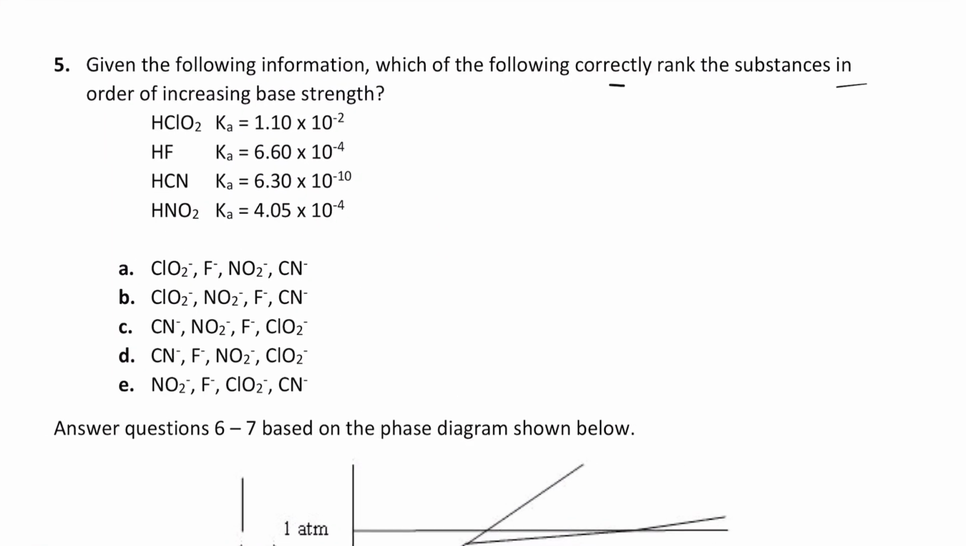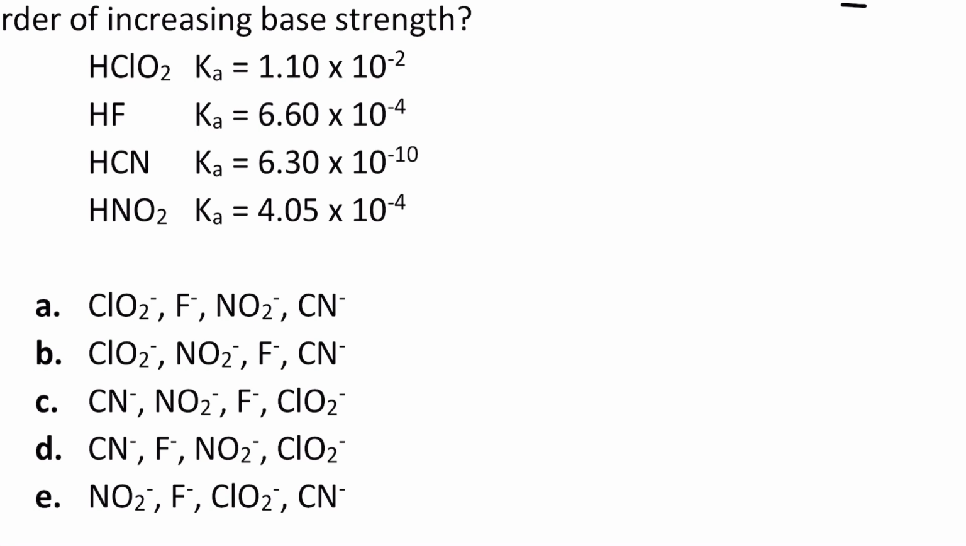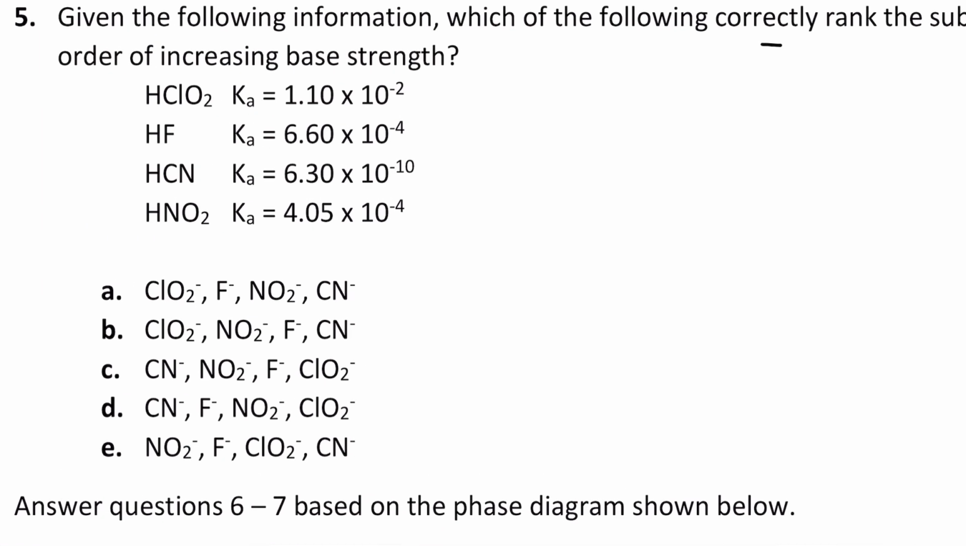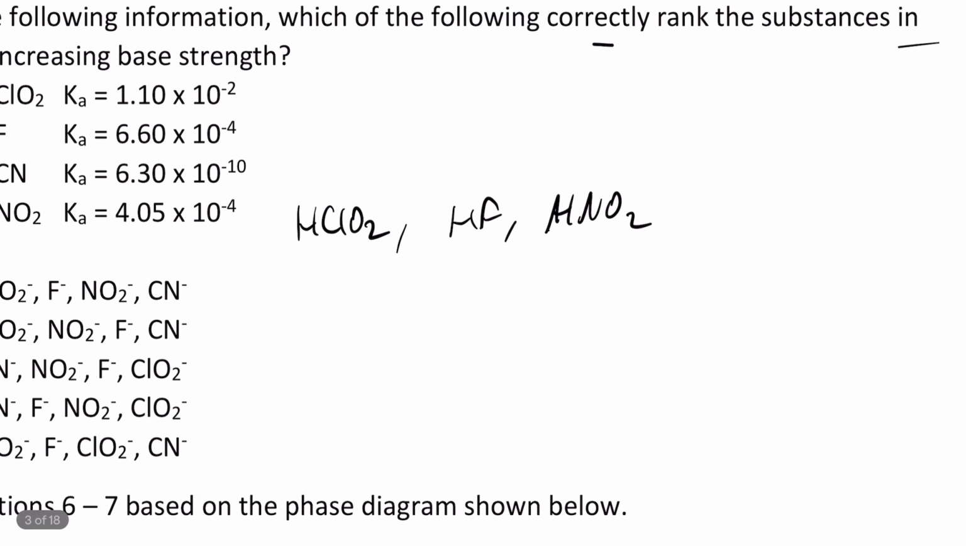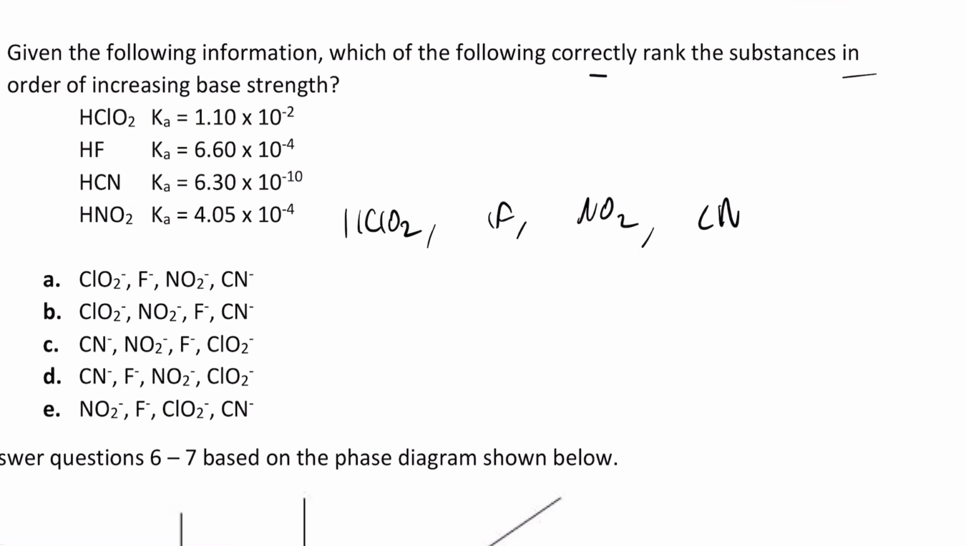Question 5. Which of the following correctly ranks the substances in order of increasing base strength? The way that I like to do this is by writing out the decreasing acid strength. So HCO2, HF is the next one, HNO2, and then HCN. And then just take out all the H's, and that's your answer. So it would be A.